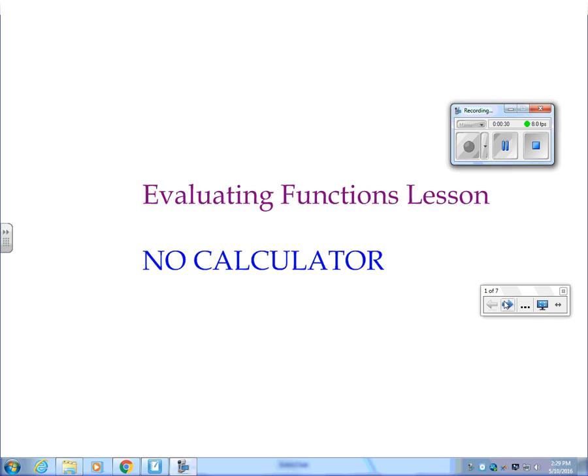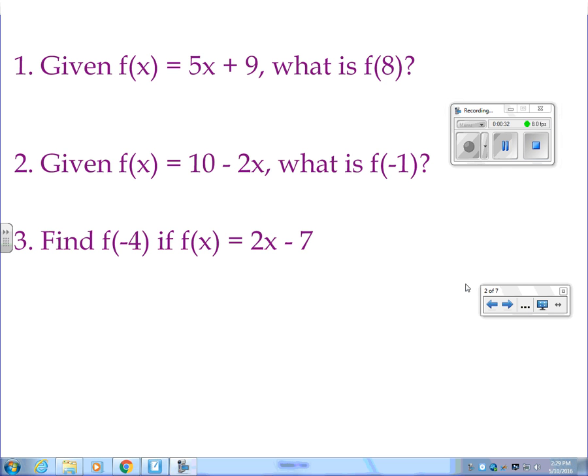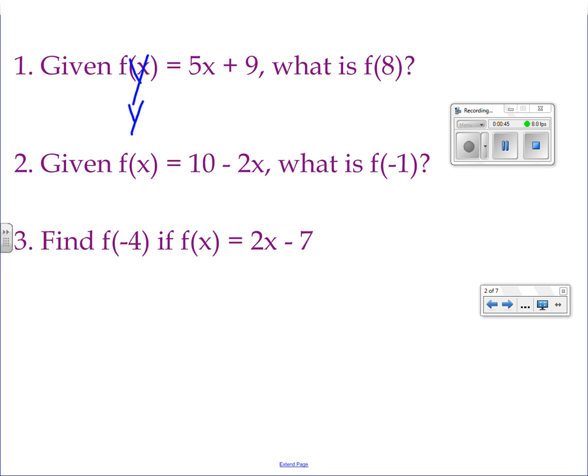So problem number 1. Given f of x equals 5x plus 9, what is f of 8? This is called function notation, and one way to think of f of x is just like a y equals. So y equals 5x plus 9. Now, whatever they have in parentheses is going to go in for x. The reason is originally in the parentheses was an x, and now in the parentheses is an 8. So we're going to build our frame.